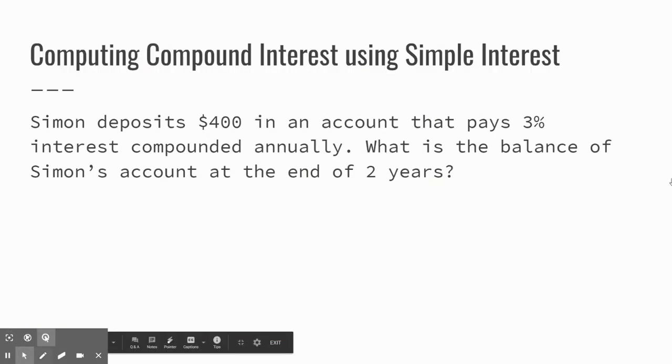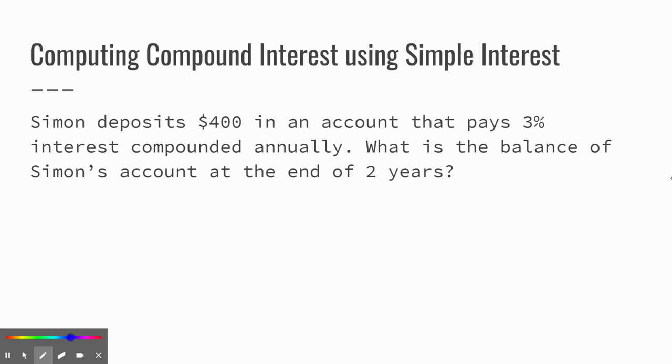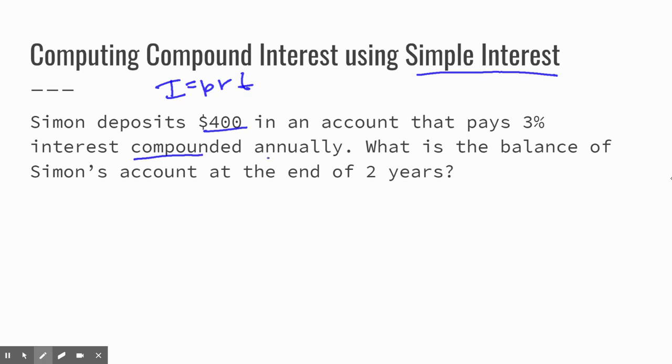All right, so we're going to go ahead and do this. We're going to start off slow, and then we're going to try to use a formula. So right now, we're just going to be using that simple interest formula, kind of like that video did. That simple interest formula is your interest is equal to your principal times your rate times your time. This says that Simon deposits $400 in an account that pays 3% interest compounded annually. It says compounded and it's annually, so that N is going to be 1, so we don't need it in our formula. What is the balance of Simon's account after the end of 2 years?